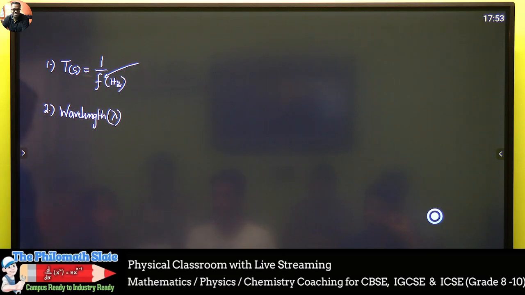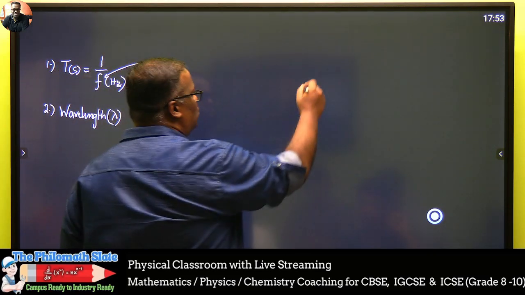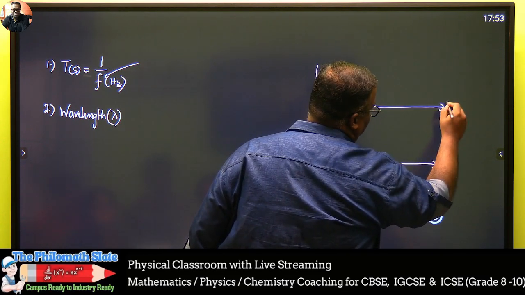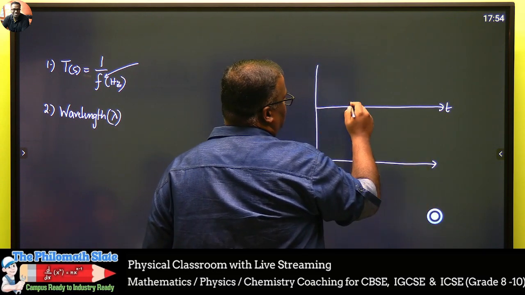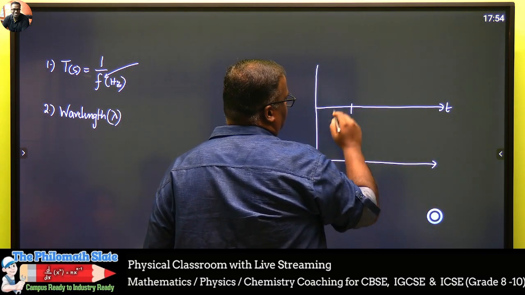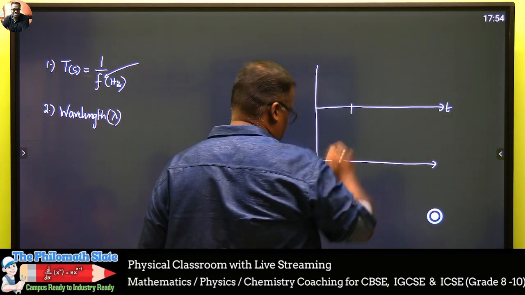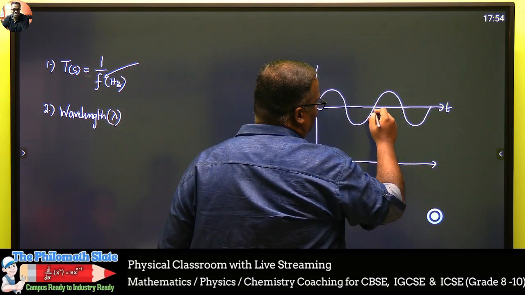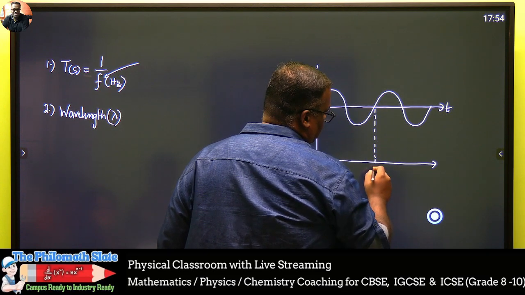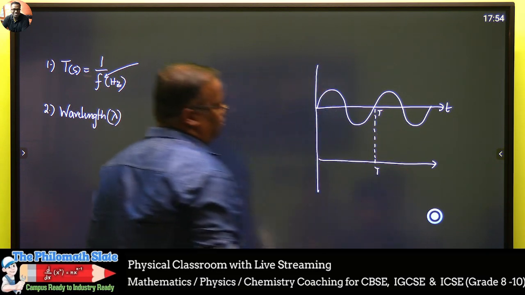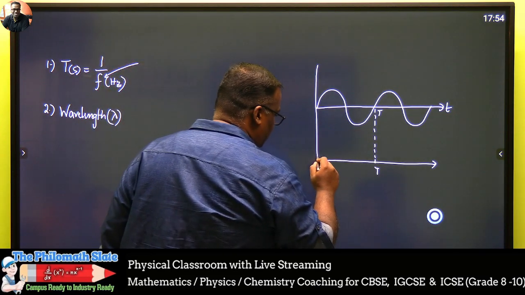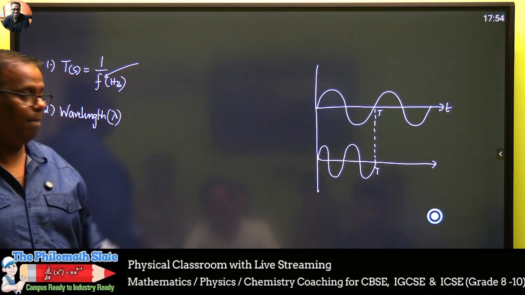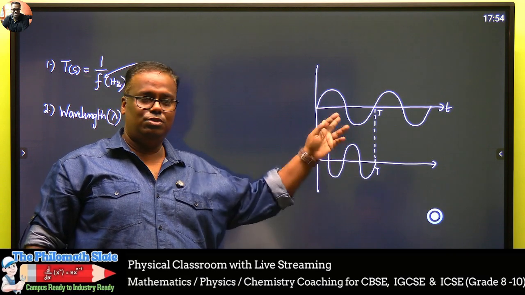Are we fine now? Okay, now let's see two waves. Both are on time axis. And say this wave is showing a pattern like this, and this is t here, this is t here also, right? I have another wave. What is the difference between these two?